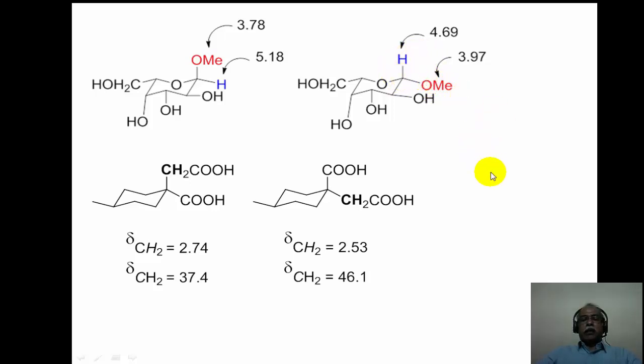This is another example, again showing that in the carbon spectrum, the axial CH2 and the equatorial CH2 can be distinguished. The axial CH2 carbon comes at a lower delta value compared to the equatorial CH2 carbon, which comes at a higher delta value, for example, in the carbon-13 spectrum of this compound, cyclohexane dicarboxylic acid.